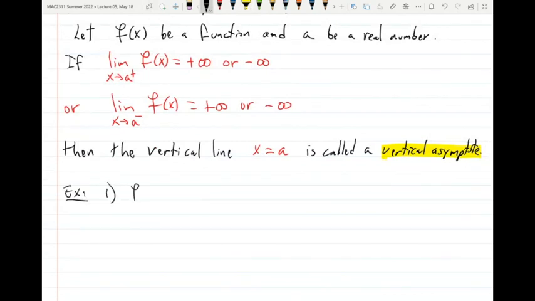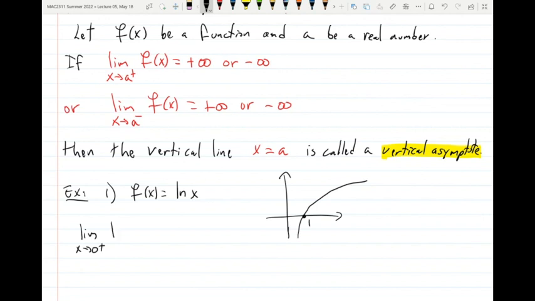For example, f of x equals ln of x. If you remember the graph of ln, remember you need to know your basic graphs. Okay, this is how it looks. So when you get close to 0 from the right, it goes down to negative infinity. So the limit as x approaches 0 from the right of ln of x equals negative infinity. So that means that the line x equals 0 is a vertical asymptote.